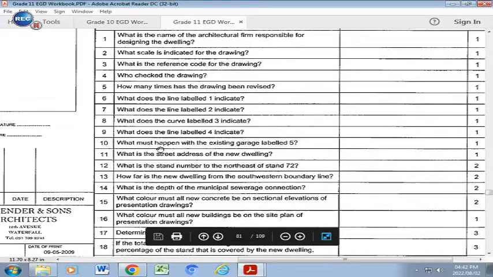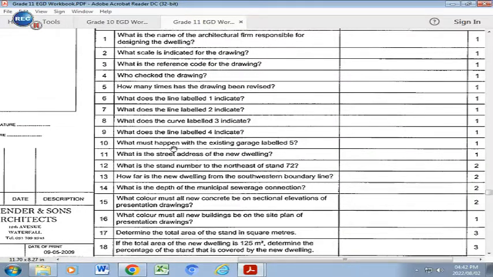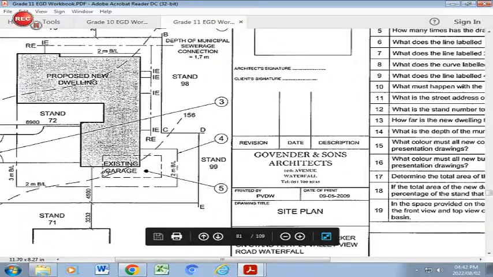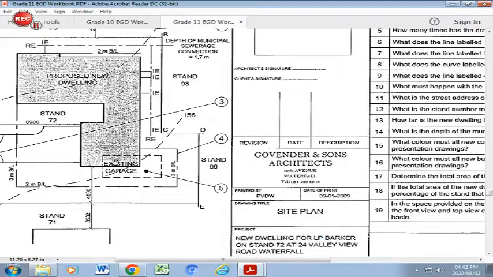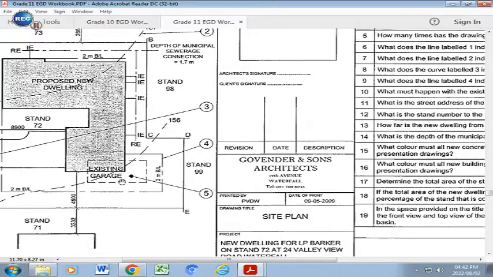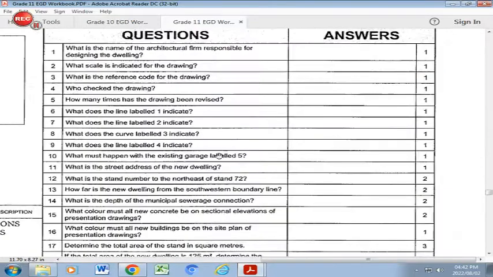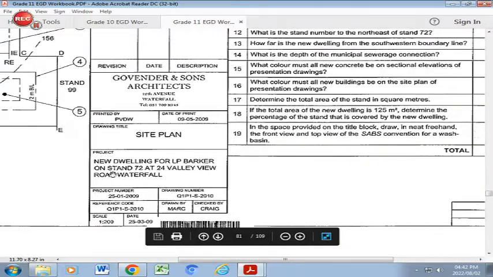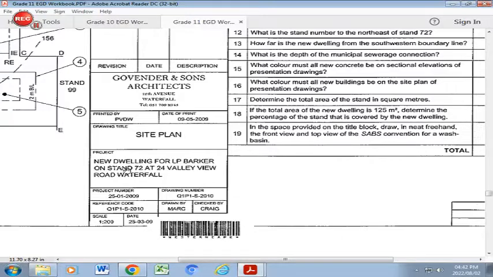Right, we go to number 10. What must happen with the existing garage labeled 5? So there is an existing garage labeled 5, and it has a dash line right around. This means that this particular building has to be demolished. It has to be thrown down. So that is your answer to number 10. What is the street address of the new dwelling? So we're going down to the project, and there is the street address, number 24 Valley View Road, Waterfall.